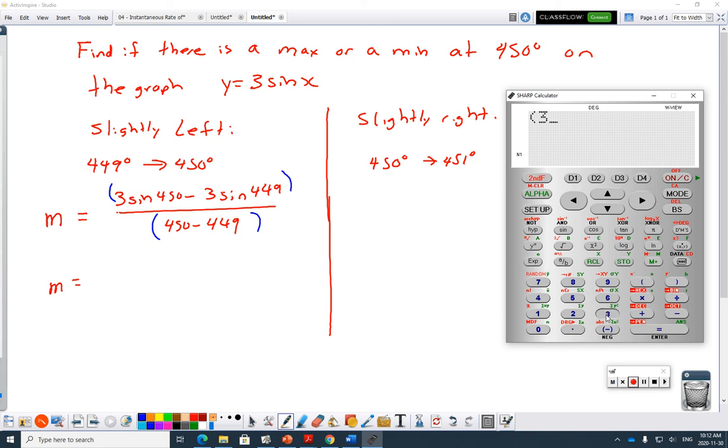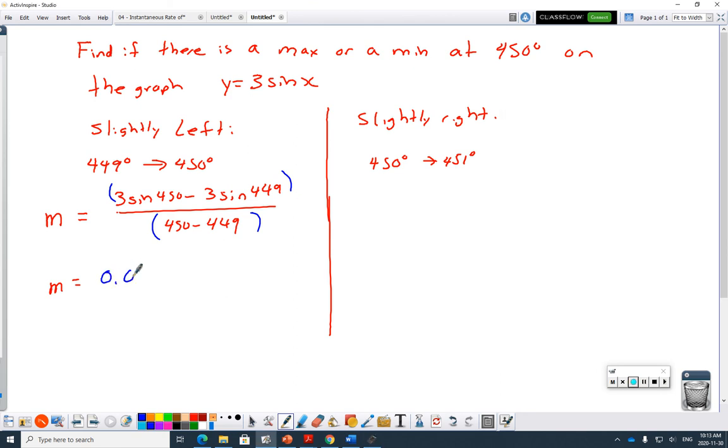They should type in 3 sine 450 minus 3 sine 449, close the bracket, divided by, open a bracket for the denominator, 450 minus 449, close the bracket, equals 0.004569. I'm pretty happy. It's close to 0. In a minute, I'll have to decide whether we're talking about a max or a min. We'll deal with that in a second.